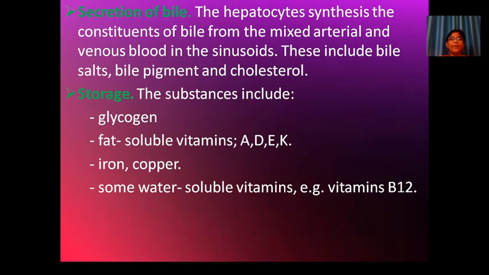And secretion of bile. The hepatocytes synthesize the constituents of bile from the mixed arterial and venous blood in the sinusoid. These include bile salts, bile pigments, and cholesterol. Bile consists of bile salts, bile pigments, and cholesterol.